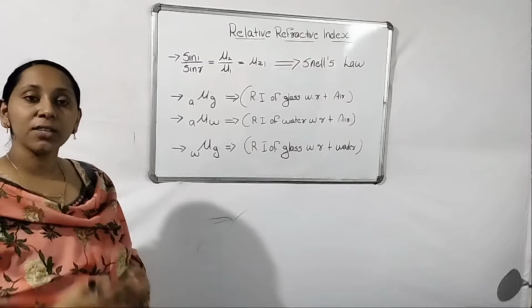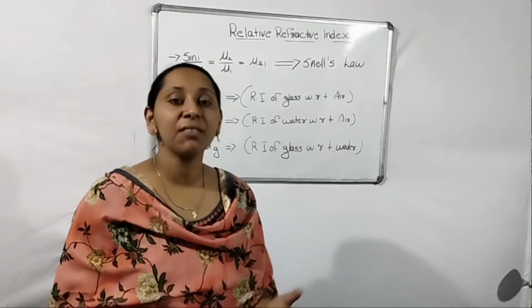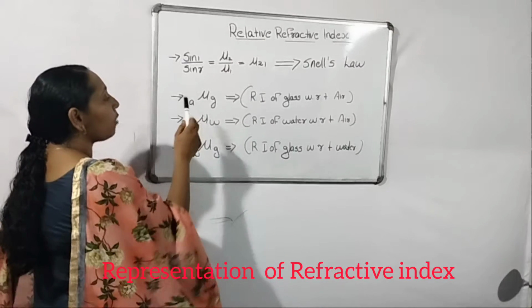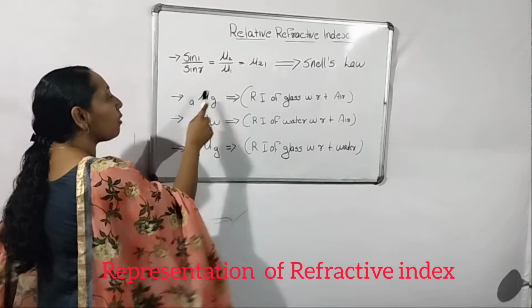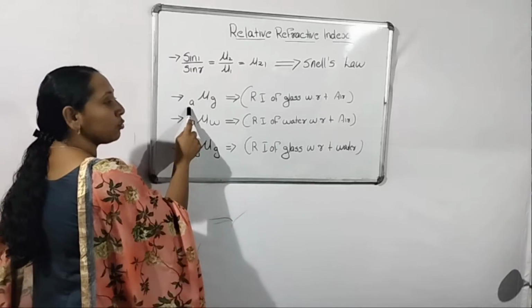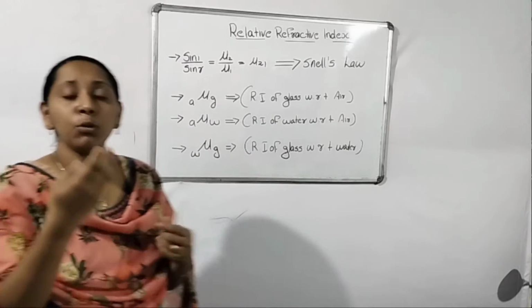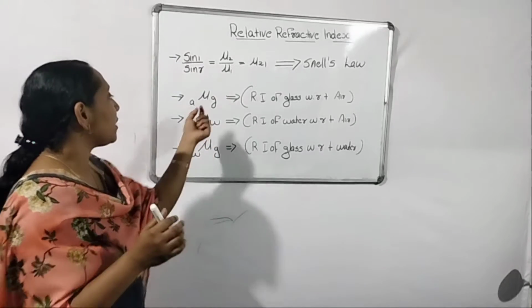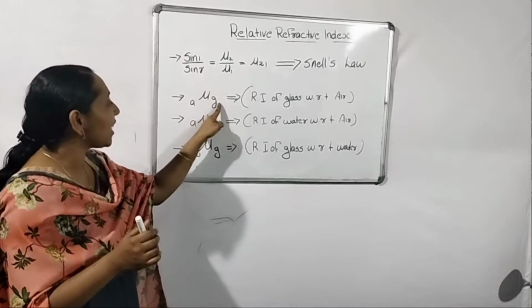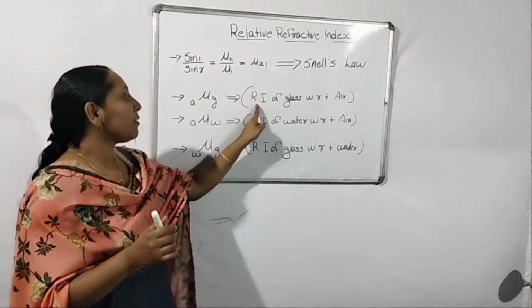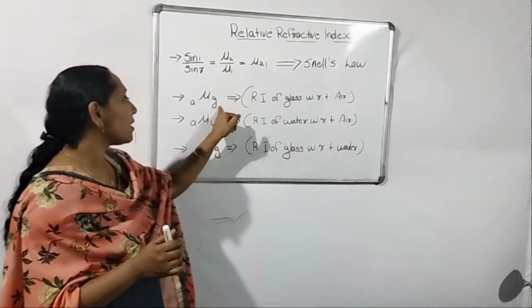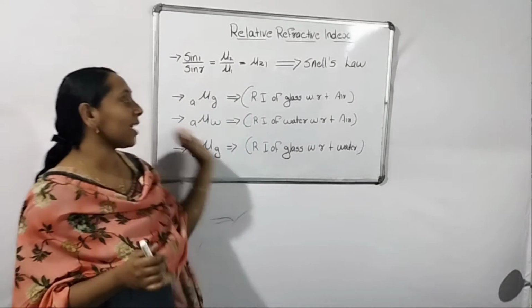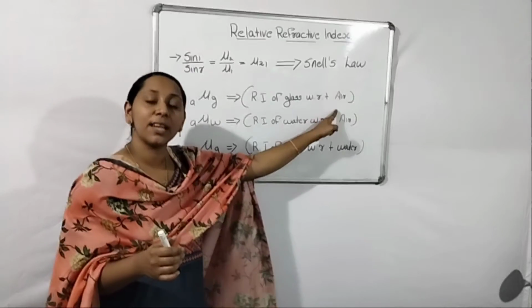Next, how to represent relative refractive index? Listen here. mu ga. How do we call it? Refractive index of glass with respect to air. A lot of students have a doubt about how to represent it, which one comes first. Now listen properly. mu ga means the refractive index of glass with respect to air.